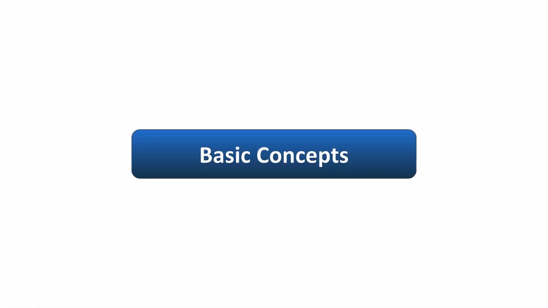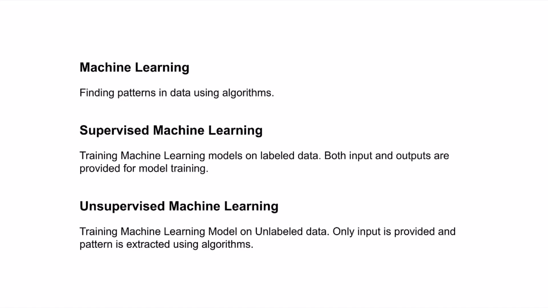Welcome to this lecture. In this lecture, we are going to learn about some basic concepts which we are going to use throughout this course. So let's start. Firstly, we have learned about machine learning, that machine learning is all about finding patterns in data using algorithms. Then we learned about its two main types, which are supervised machine learning and unsupervised machine learning. In supervised machine learning, we use labeled data for training our model. It means that the dataset on which we are training our model contains both input and output, and our algorithm finds patterns in that dataset.